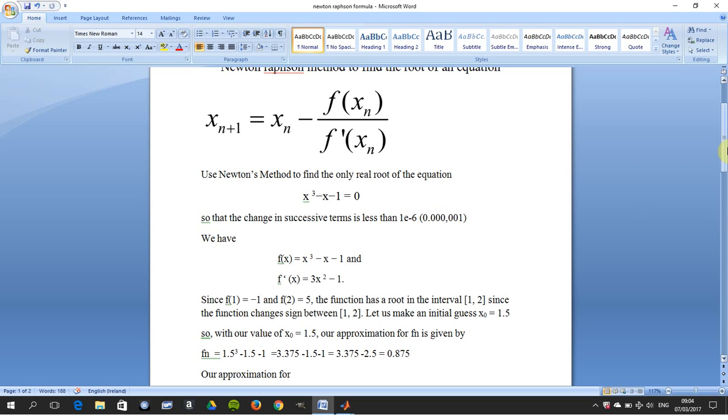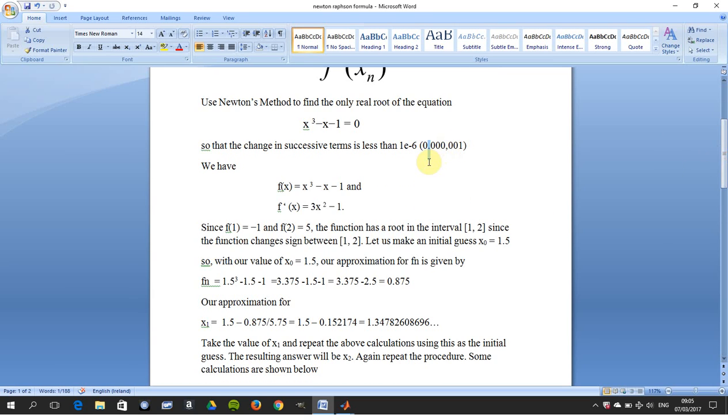So if you're new to this, e to the minus 6 is 1 by 10 to the minus 6, which is 0.000001, and the decimal place is there. Okay. There's our function. There's the differentiation of our function.